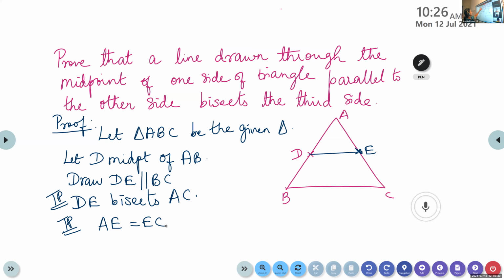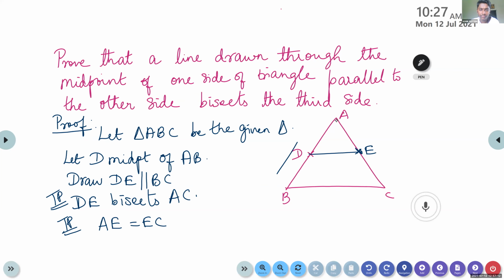Read the question again. A line is drawn through the midpoint of one side of a triangle. So we take one triangle ABC. D is the midpoint. Through the midpoint, one line is drawn parallel to the other side. DE is parallel to BC. We have to prove DE bisects AC. That means you have to prove AE is equal to EC. Bisect means two equal parts. Up to this, is it okay?